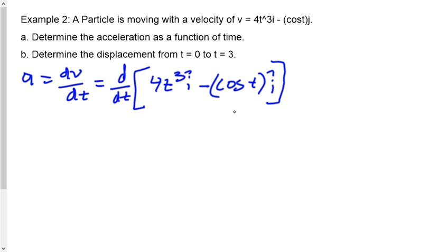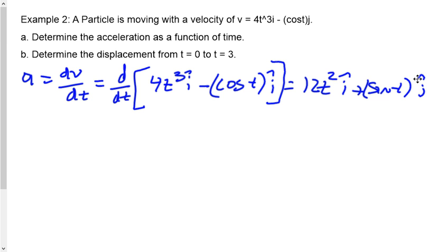So I'm going to take the derivative of this term and take the derivative of this term here. So that's then going to equal 12t squared i. And we know the derivative of cosine is negative sine, and we have a negative already. So this becomes plus sine of t multiplied by j. So that's all we have to do, and then we do keep them separate. Okay, that makes it pretty easy for us to do.